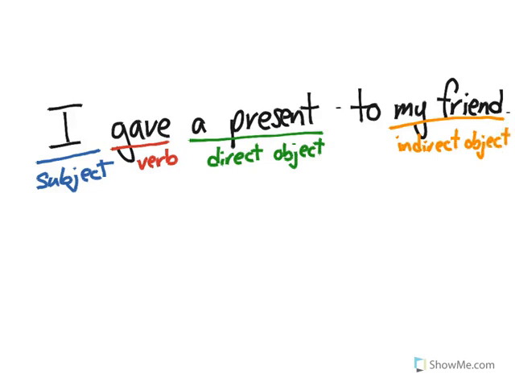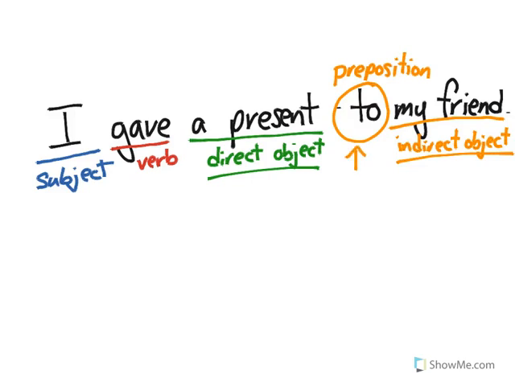And that is my friend. Now the only thing left in this sentence is the preposition. So in this case, if we first have the direct object and then have the indirect object, we need that preposition.